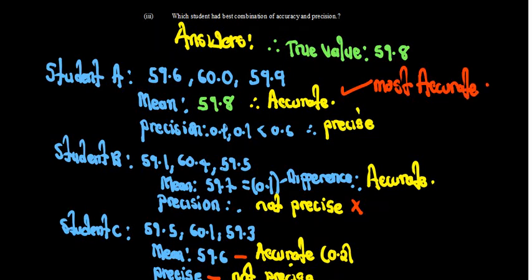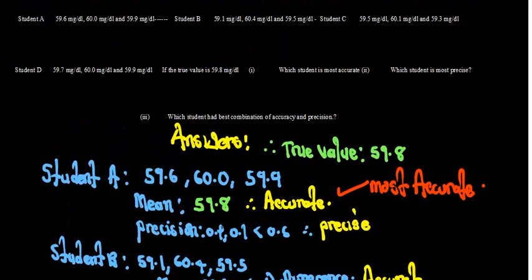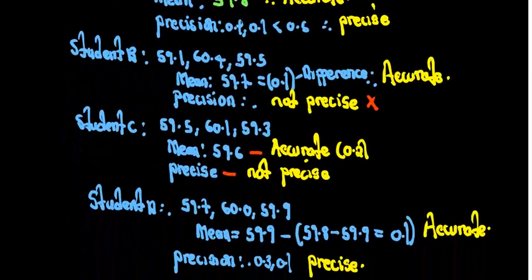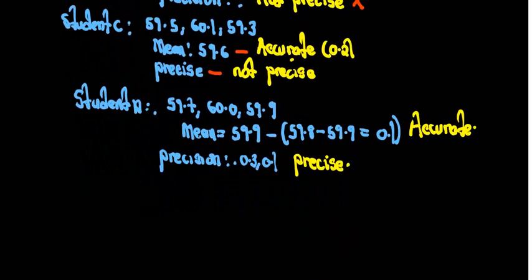We move on. They're asking which student is most precise. So we're now looking for the student which is most precise. The first one was precise. How about the second one? No. The third one? No. And the fourth one, yes, student D was precise. But what makes the best difference between the first student, which was student A, and student D?